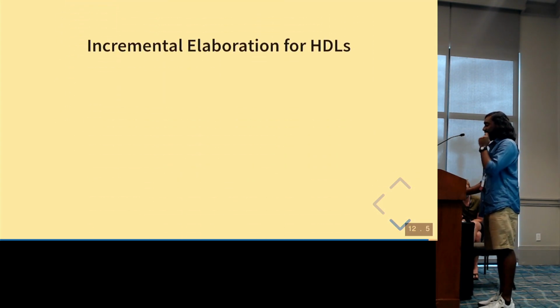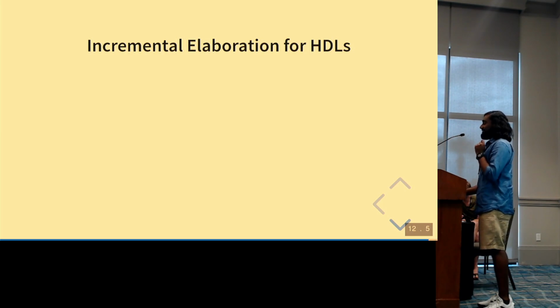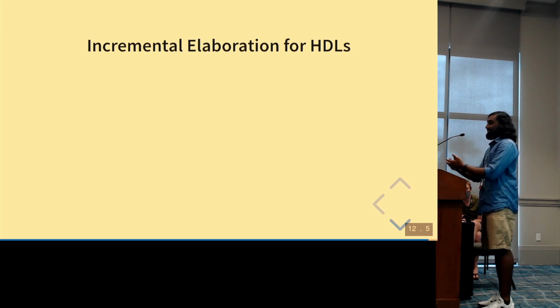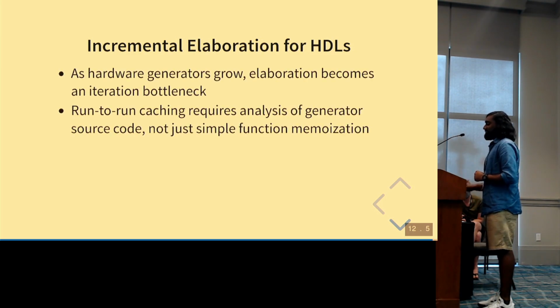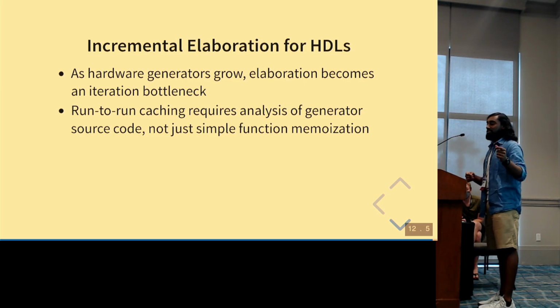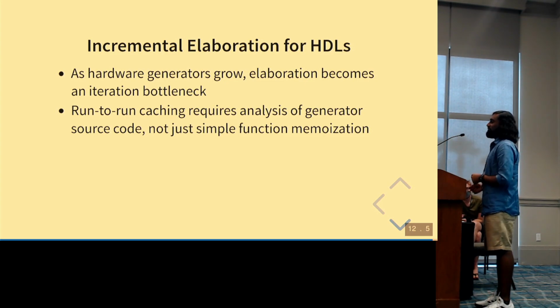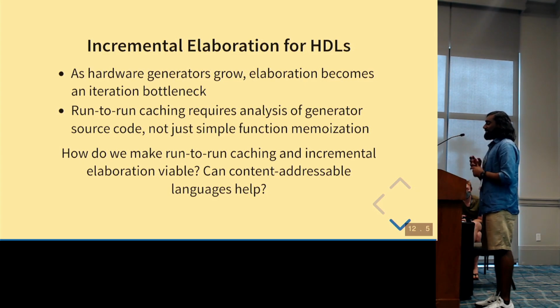And finally, the most important point is that incremental elaboration is actually very important. We've seen modern-day build tools are very incremental in nature. Not only is the build done incrementally, but even the processing of the build description files is also incremental. In a similar way, as these hardware generators grow, elaboration becomes an iteration bottleneck. We shouldn't elaborate the entire circuit even if just a small piece has changed. But in order to do this run-to-run caching, we actually need analysis of the generator source code itself. We can't just memoize a function because underneath the hood that function might change. So how do we actually make this viable?